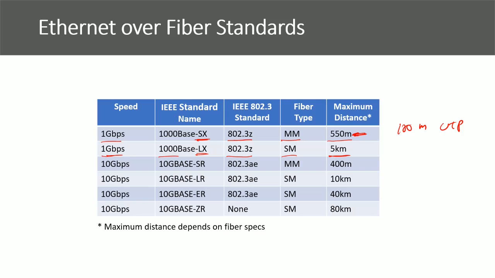Comparing this to 100 meters, that was the limitation for copper or UTP, you can see that fiber can go to much greater distances than copper, and that's why fiber is usually used to connect different floors or different buildings in the campus, and in some cases fiber can be used for WAN links also.